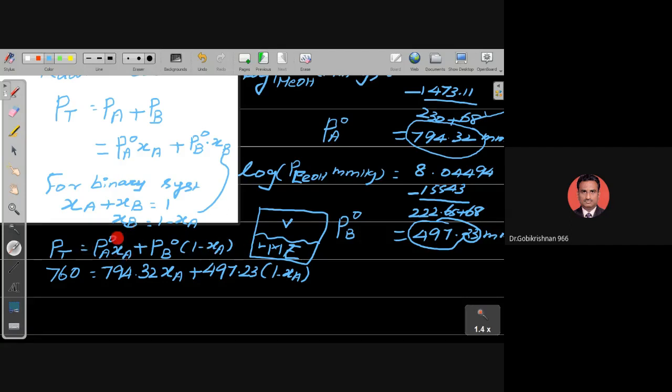The PA0 value I know, PB0 value I know for one particular temperature. If we change the temperature, then definitely this PA0 and PB0 value will change. Therefore the total pressure of the system is 760 mm of mercury. I substituted the values for PA0 and PB0, and you have to find the value of XA. All of you tell me what value you are getting.